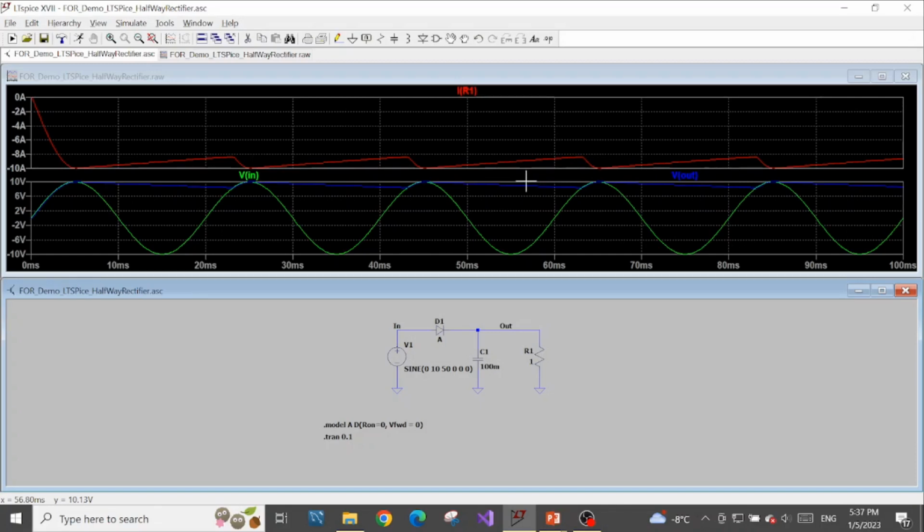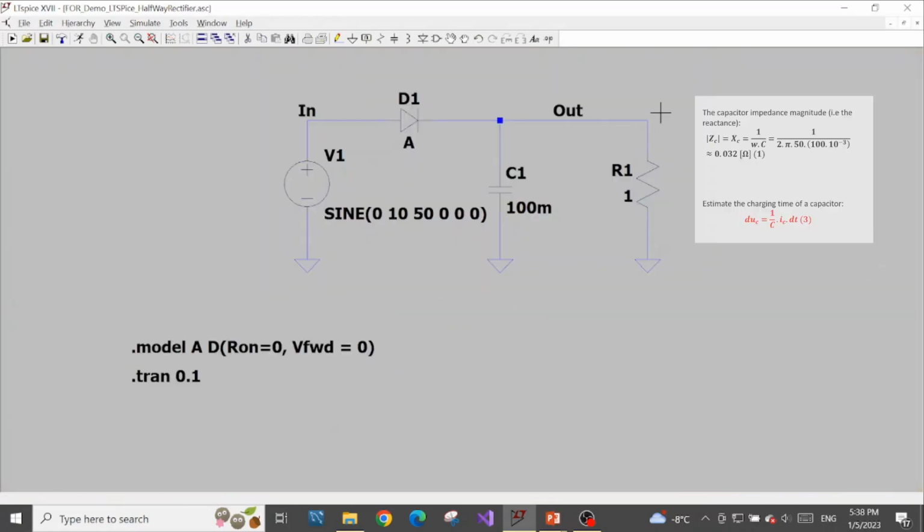I will just briefly give some notice when we do the simulation of the halfway rectifier, in order to obtain such a nice graph. In the notice, we can say with the given capacitance, we can calculate the impedance magnitude of the reactance of our capacitor, almost like 0.03 ohm.